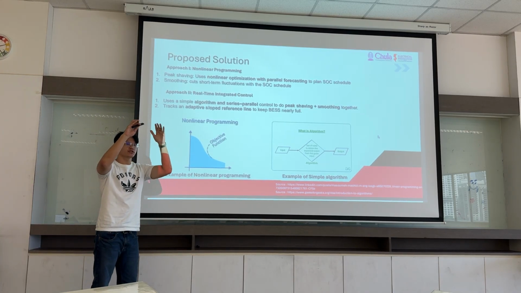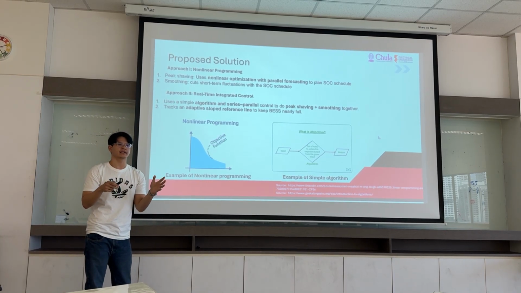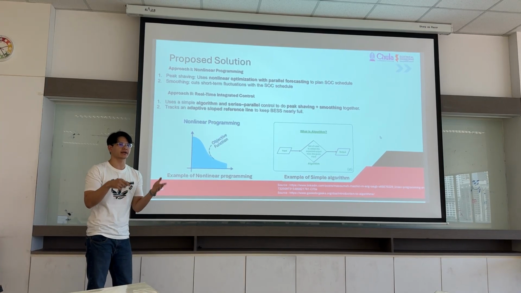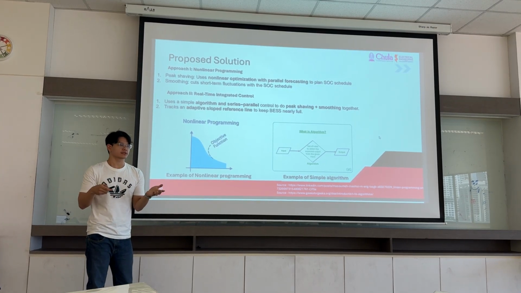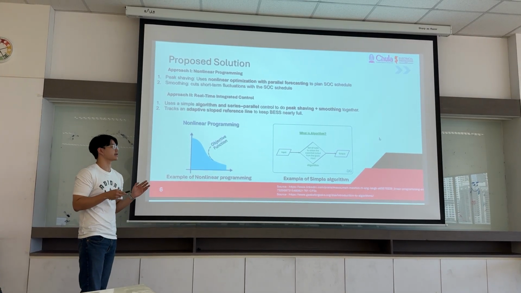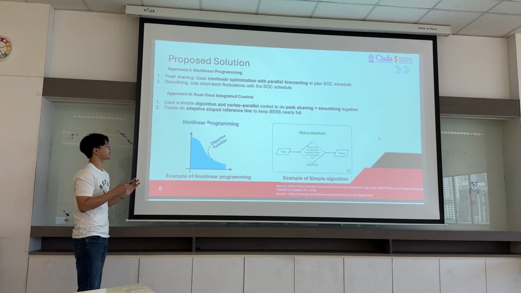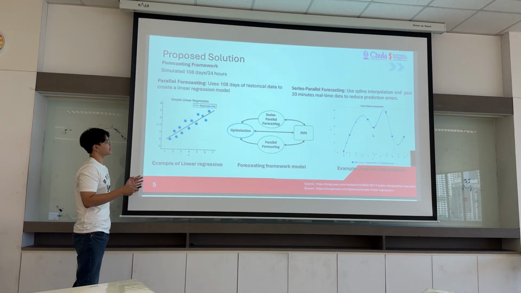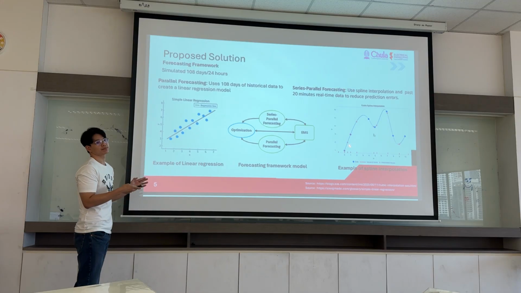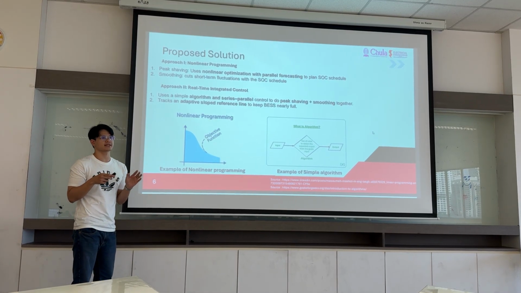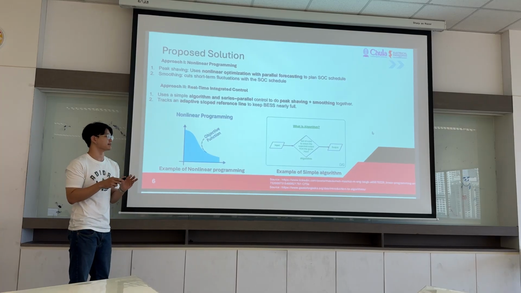It's like you just create a flow chart for the algorithm and let it calculate in a loop until it gets a good result. And we use the series parallel method to control peak shaving and smoothing together. We also track the adaptive slope reference line, or spiraling interpolation, on this slide to keep the BSS charged fully all the time.